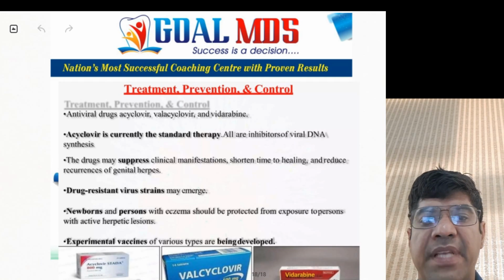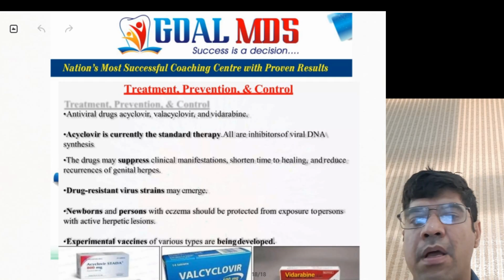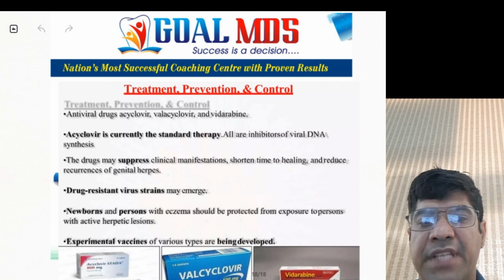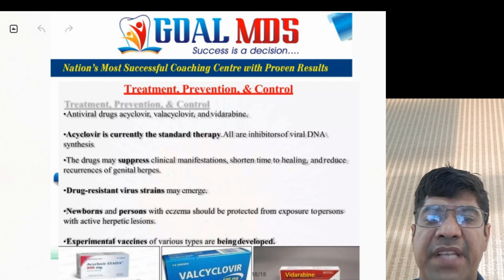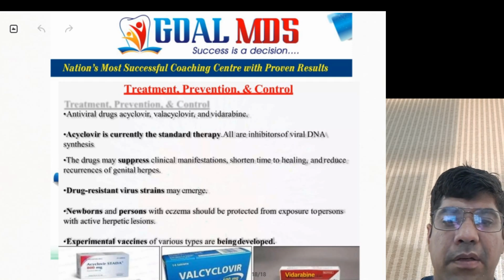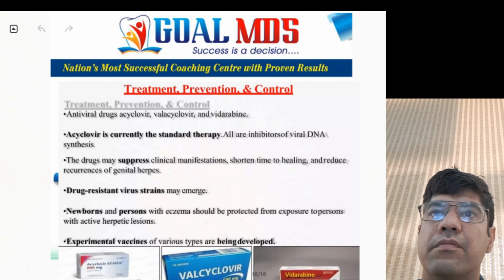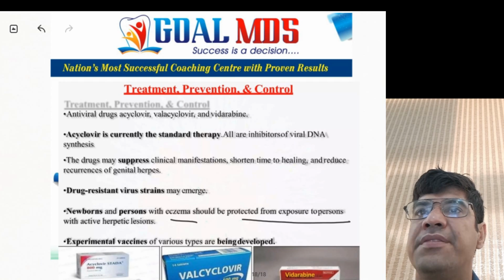For recurrent herpes labialis, treatments include topical ointments like acyclovir and systemic medicaments like acyclovir, valacyclovir, and famciclovir, which are effective. Newborns and persons with eczema should be protected from exposure to persons with active herpetic lesions. So remember, acyclovir is the current standard treatment.